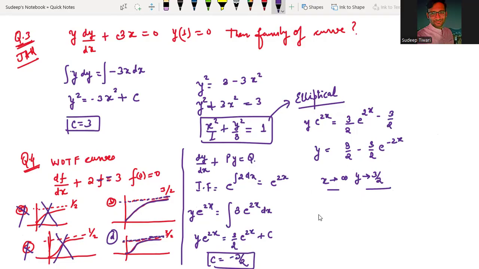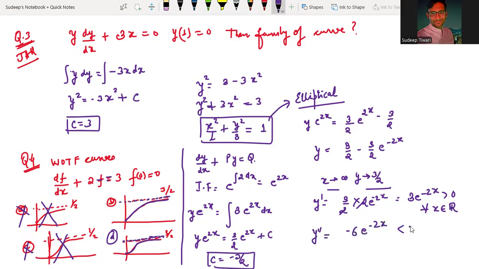Now see, if you differentiate it, you simply get what? You simply get 3 upon 2 into 2 e raised to power minus 2x, so this 2 cancels out. So you simply get 3 into e raised to power minus 2x, which is certainly positive for all x. And if you again differentiate it, you simply get minus 6 e raised to power minus 2x, which is certainly less than 0. So the function will be increasing but at a decreasing rate.